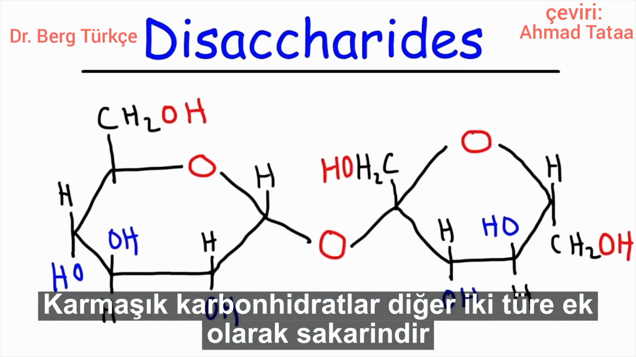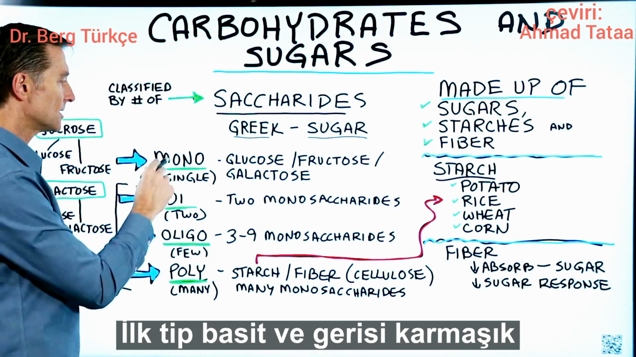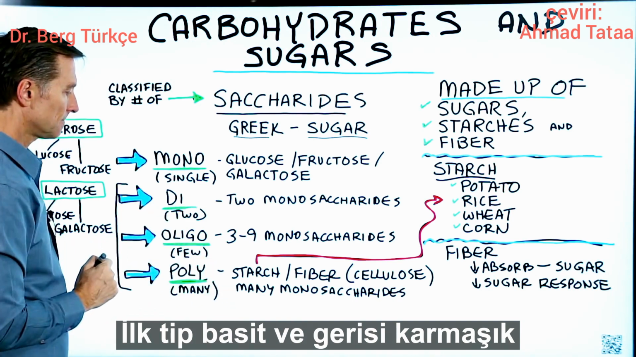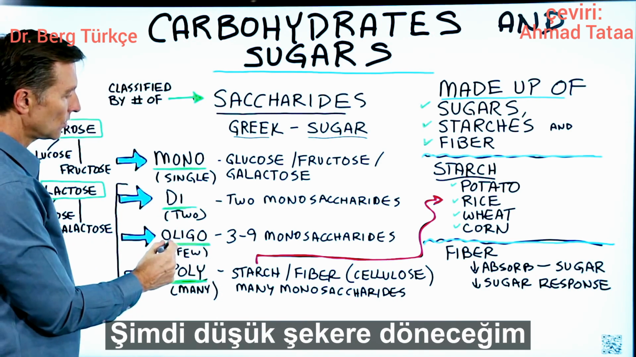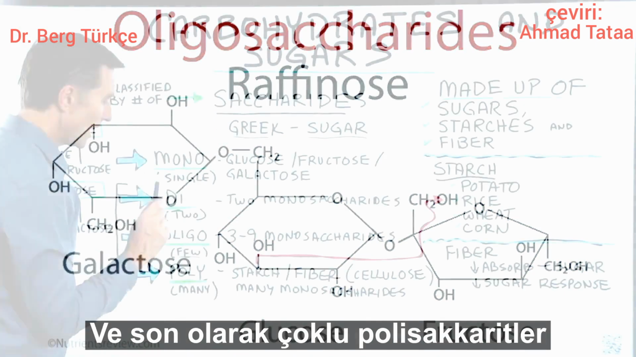Pretty simple. The disaccharide and these other two I'm going to talk about make up the complex carbohydrates, okay? So this is the simple, these are the complex. Okay, now we're going to get to oligosaccharides. So oligosaccharides are 3 to 9 of these guys right here. All right, last one.